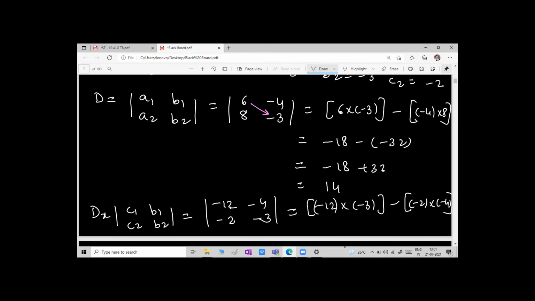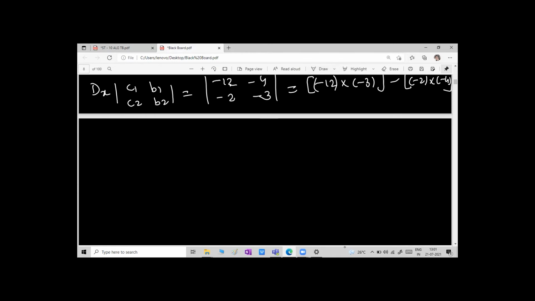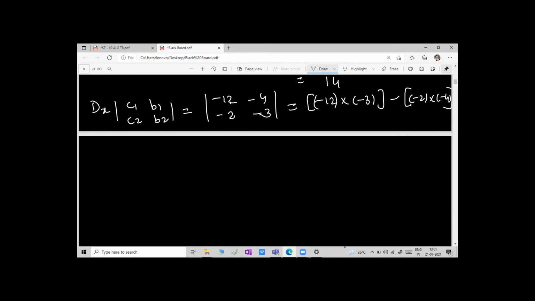Okay, pay attention here. So here it would be -12 into -3 is 36, minus -2 into -4 is +8, right? So it is 36 minus 8, which is equal to 28. Perfect. Any queries? No. Shall I go ahead?